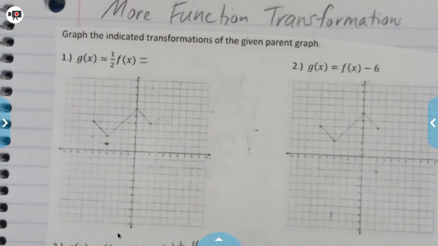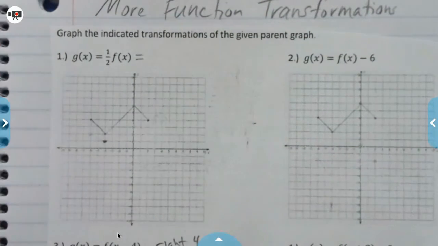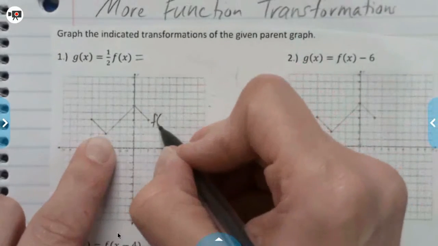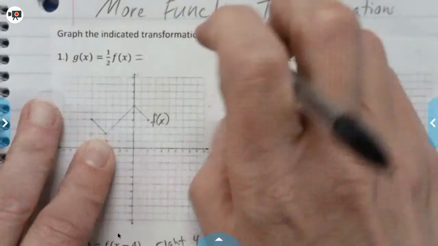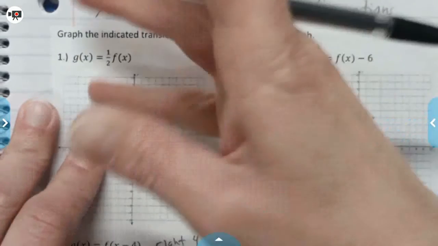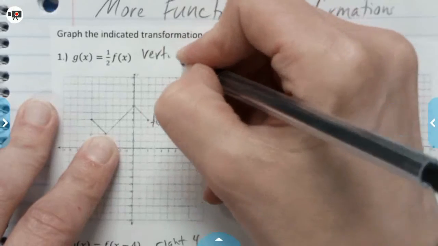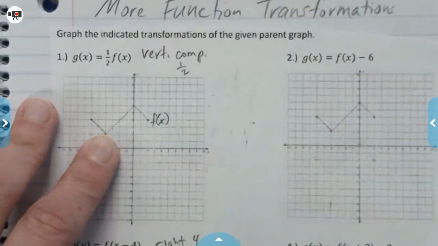All right, so we're going to do some more examples. So here's our original function. This function is f of x, and they want us to do half of f of x. That's going to be a vertical compression of a half. They have a fraction in front of the function, so it's just going to scale it down a little bit.